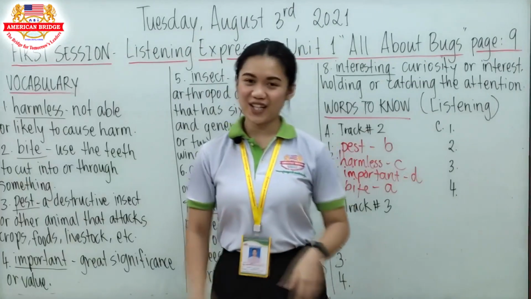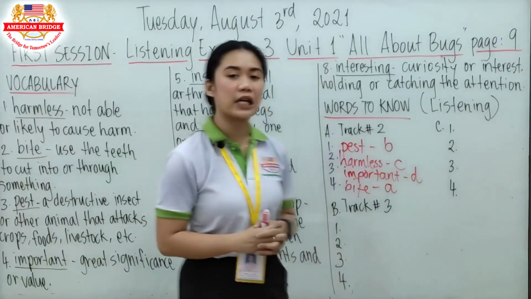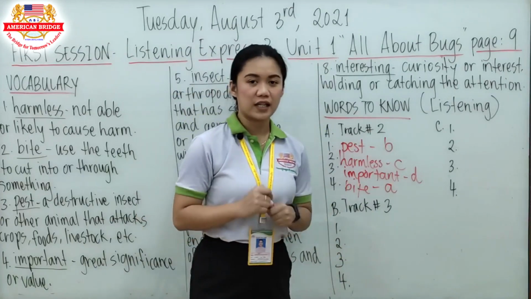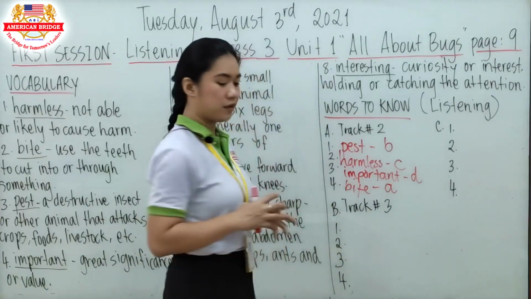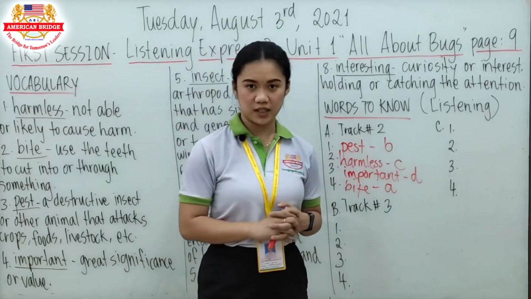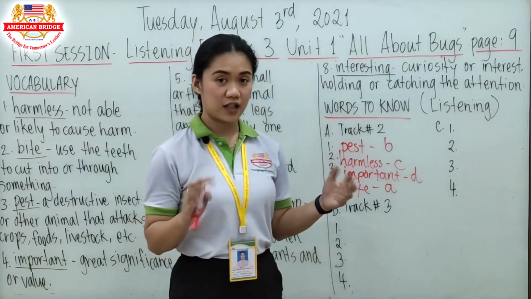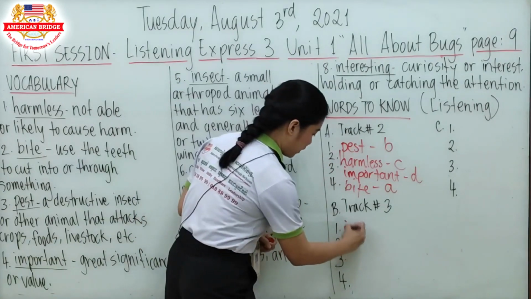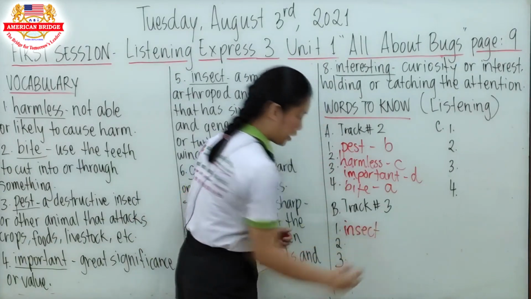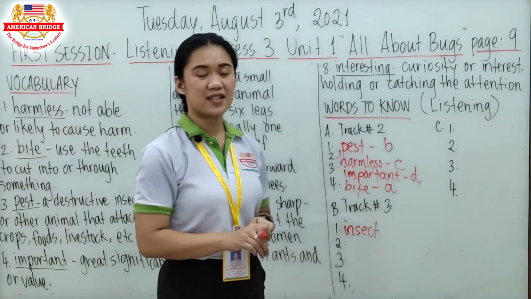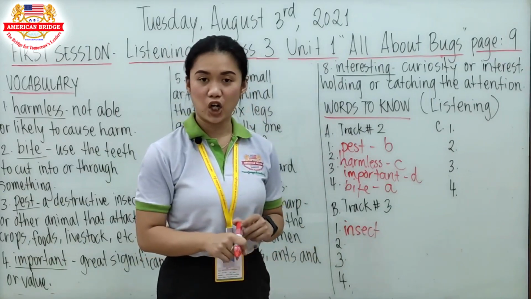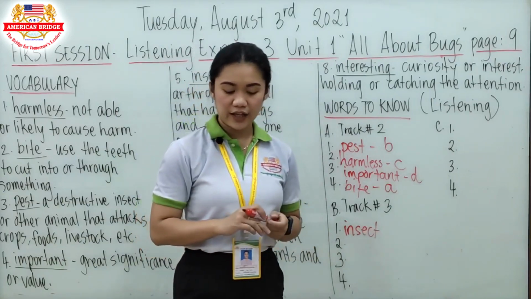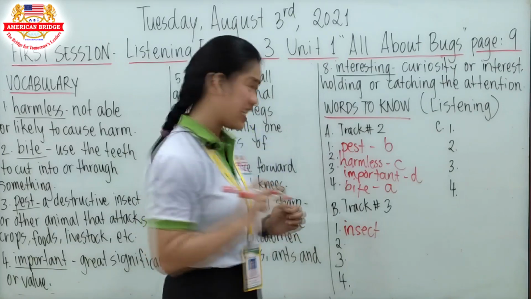All right, everyone, so let's start answering words to know B. Now, for our number one picture, what picture is this? These are insects. So let's write insects, everyone, or insect. And this is letter what? Letter D, correct.